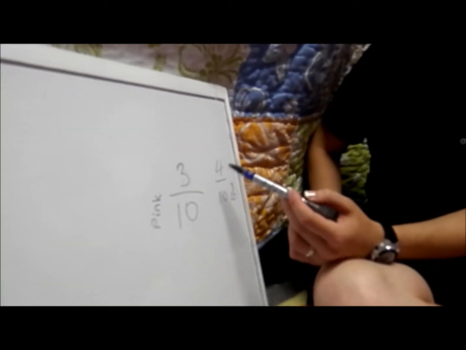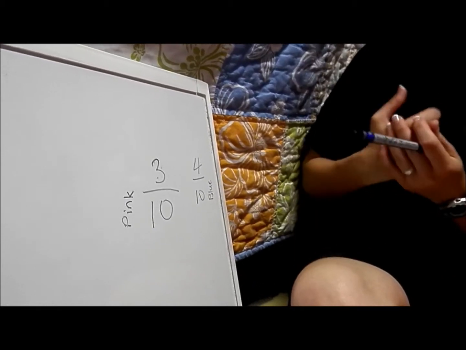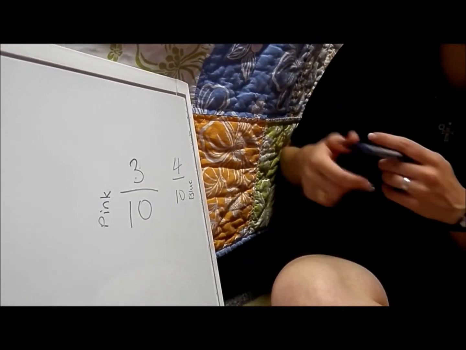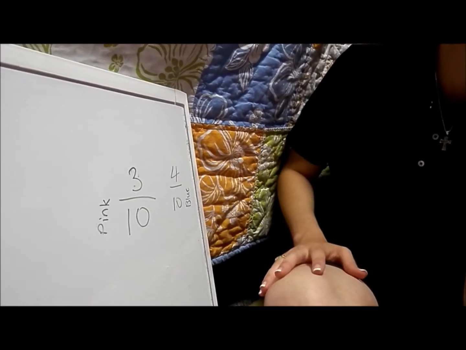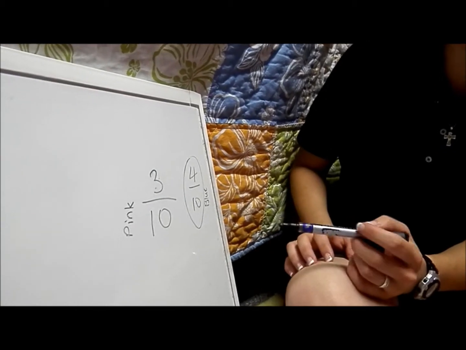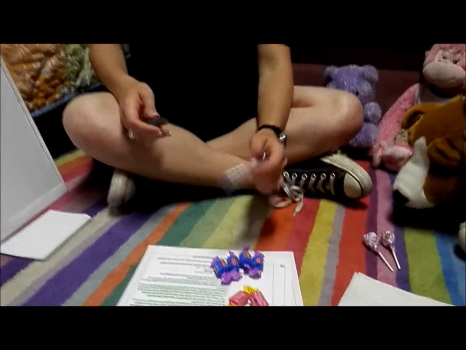So, if they're the same, then we look at the numerator. 3 and 4. Which one is bigger? 4. That's right. So, that means which one is the larger fraction? The blue one. This one is larger. So, which one's smaller? The pink one. And you can tell by looking at these. There's 4 blue and only 3 pink.